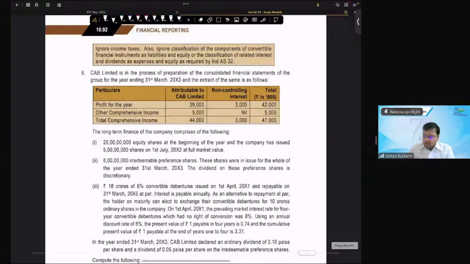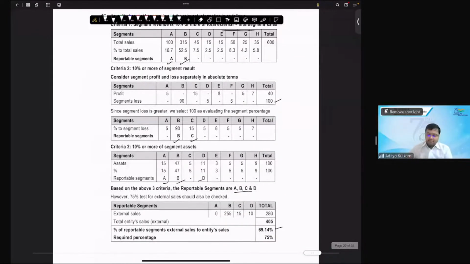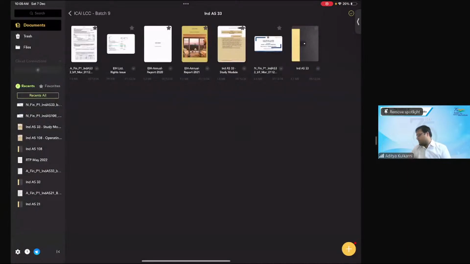Okay, so that's it for today then. Tomorrow we have a new standard again. Yes, that is Ind AS 113. Finally, you are coming to fair value measurement. Okay. Yes, sir. So we will discuss fair value tomorrow and on Tuesday.